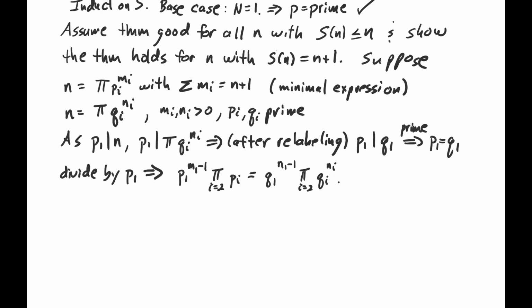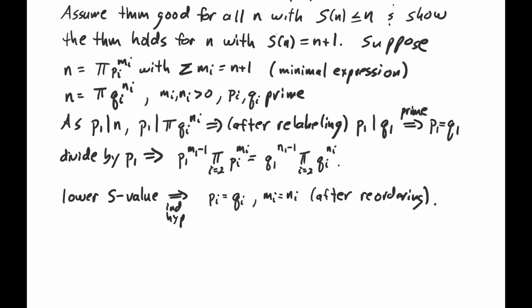Now, the point is, this number here, which can be written in two ways as a product of primes possibly, has a lower S value. Okay, it's definitely lower by at least 1, and therefore, by our induction hypothesis, this expression is unique, which means all of these terms up to reordering are the same, with the same exponents. So that will finish up the proof. All the p's are q's after reordering and their exponents match. And that's it.